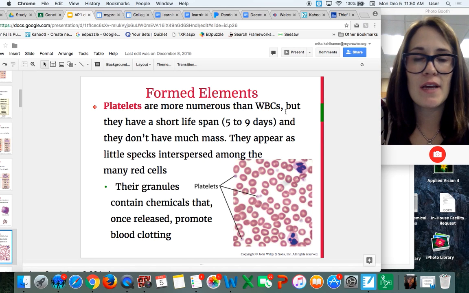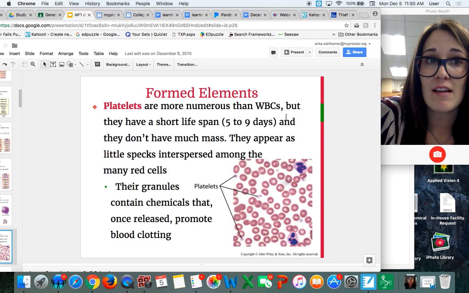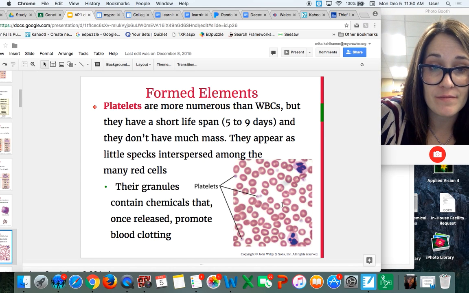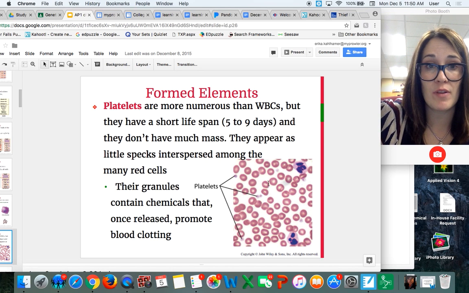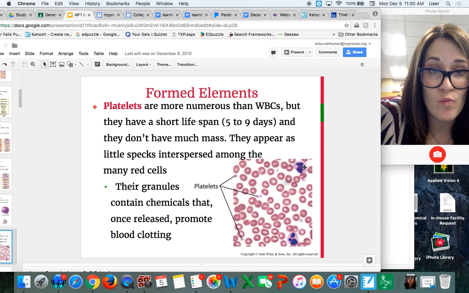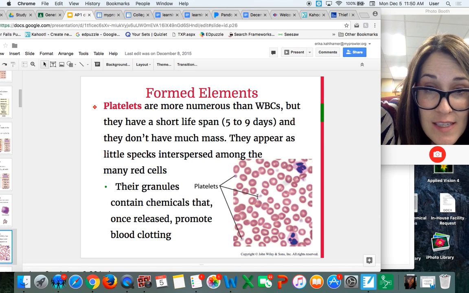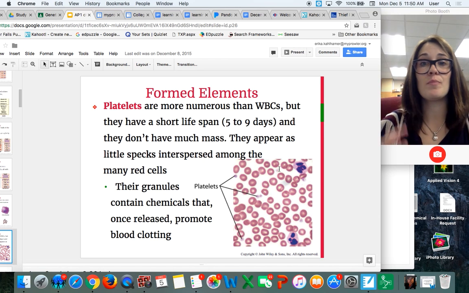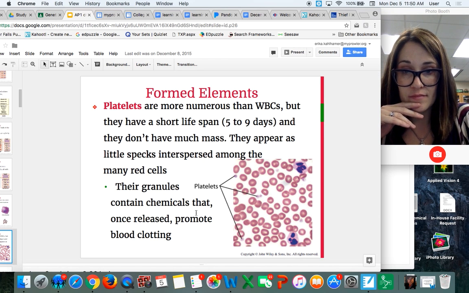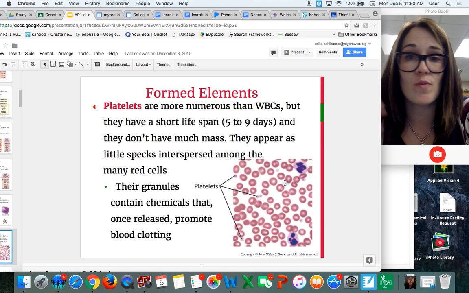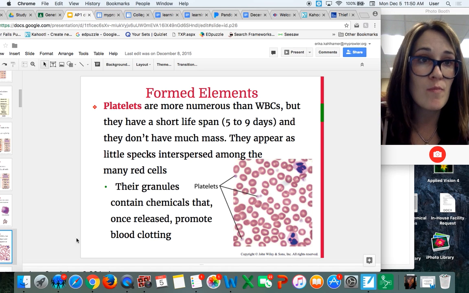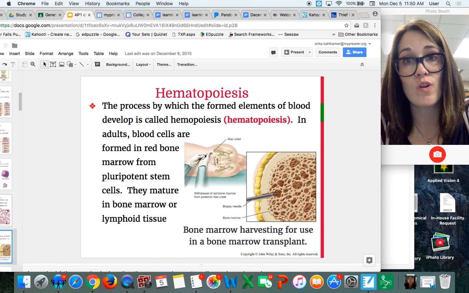We have more platelets than white blood cells, but they don't live very long, only 5 to 9 days. And they really don't have much mass. Underneath the microscope, we can see red blood cells here, the majority. Here's a white blood cell, here's a white blood cell. These little specks right here, these are the platelets. They contain granules. Once they're released from the platelets, they promote blood clotting when you need your blood to clot.